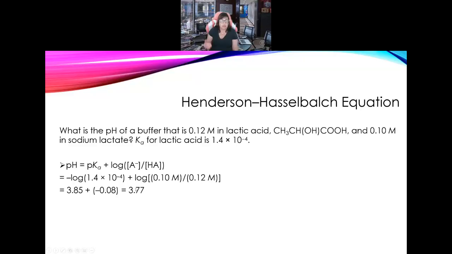So we've gone from 3.85 to 3.77. Okay, so that's how I can calculate that using the Henderson-Hasselbalch equation. Provided that I know Ka and the concentration of both the acid and the base, then I can calculate pH.